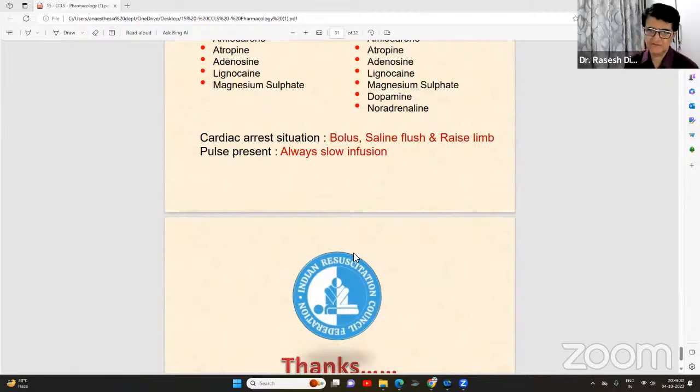Dr. Satish, very precisely you described the role of these emergency medications in cardiac arrest and pre-arrest conditions. Very nicely done. Any questions from the house? You can write in the chat box.